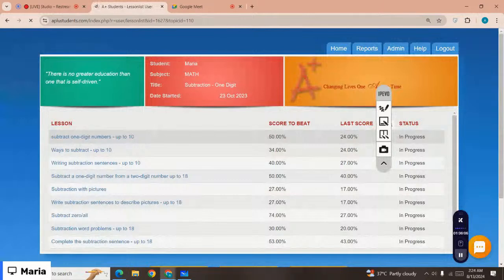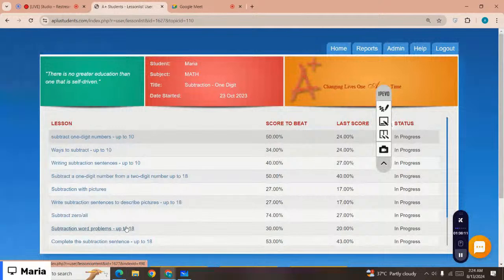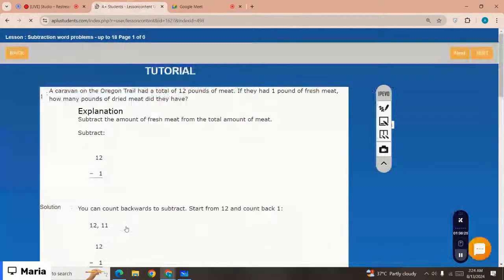Let's just start with the next lesson, that is subtraction mixed word problems up to 18. Let's just start with the lesson. Subtraction word problems up to 18. So let's just start with the first example.